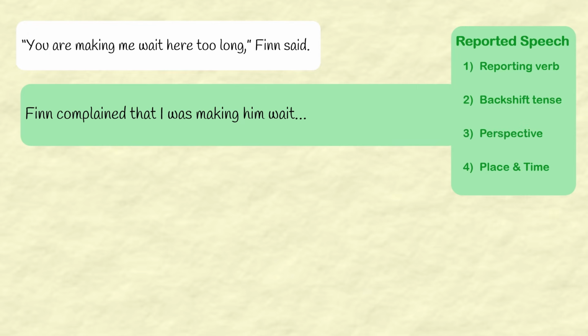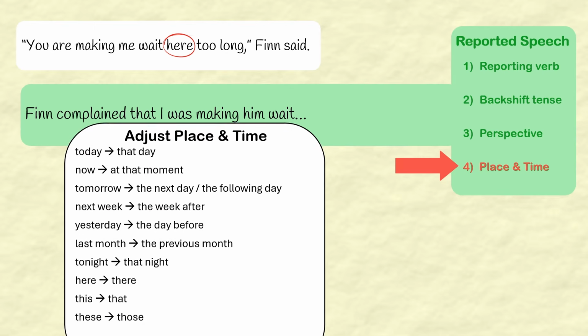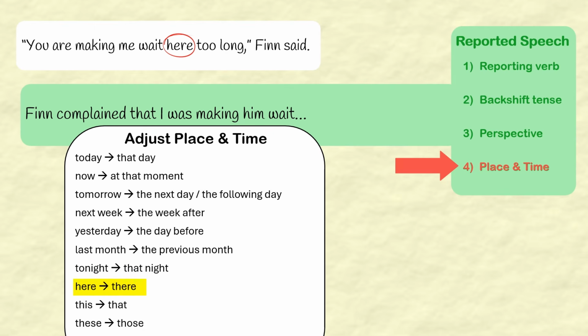Finally, we need to adjust words that refer to place and time. No time is referred to, but place is. Finn used the word here. We will change here to there because the perspective has changed. Here refers to Finn's location, while there indicates a more distant or referenced place. Finn complained that I was making him wait there too long.